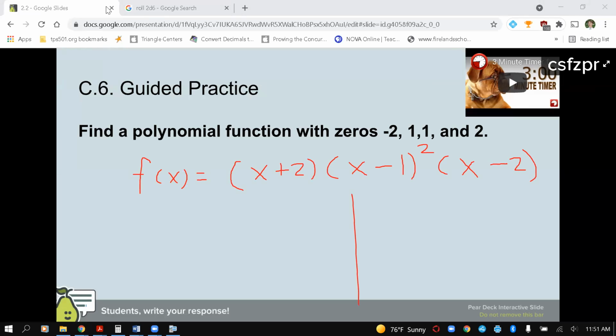If you wanted to graph it, its graph would kind of look like this. I know it's going to end up like this. Don't ask me how I know, but I just know. At -2, it's going to cross through because that one has an odd power. At +1, it'll touch and turn. And then at +2, it'll cross through. So that's what the graph will look like.